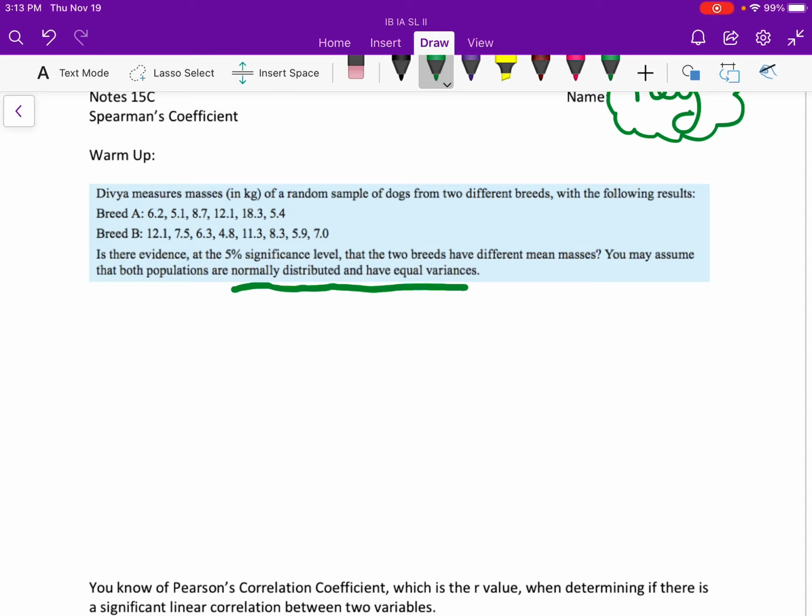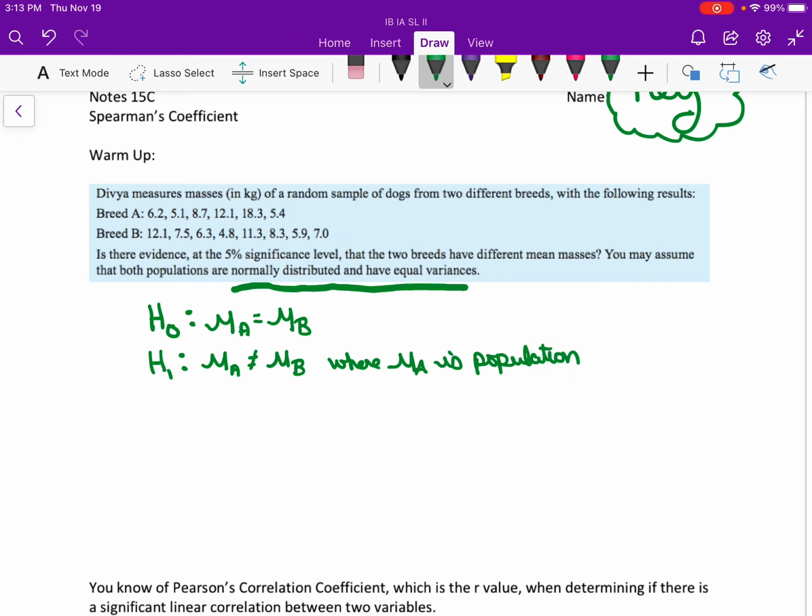All right, so I'm assuming you have paused and you've taken a minute to do this. The null hypothesis is that the breeds have the same mean. The alternative hypothesis is that they do not have the same mean. And this is where mu A is the population mean for breed A, and mu B is the population mean for breed B.